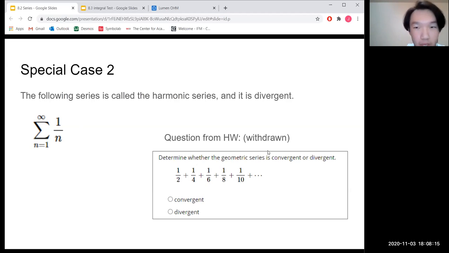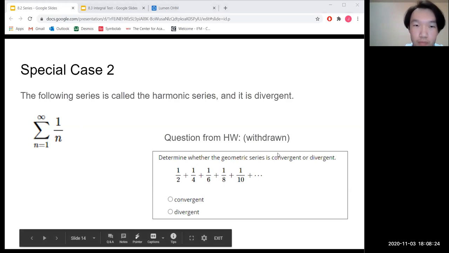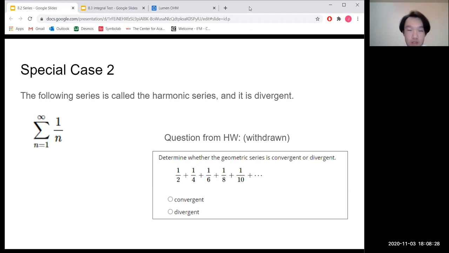Okay, so that's all we had for section 8.2. The exam is November 12th. All right, so if there's no further questions, then we'll start section 8.3, which is the last section for the exam.